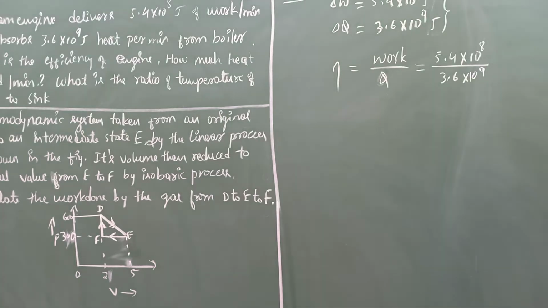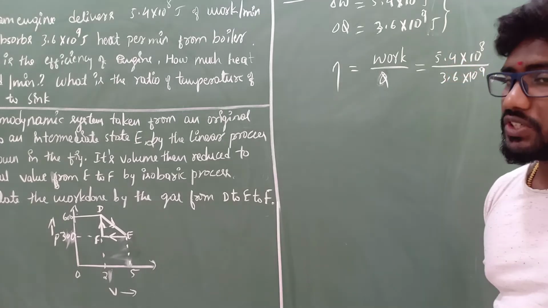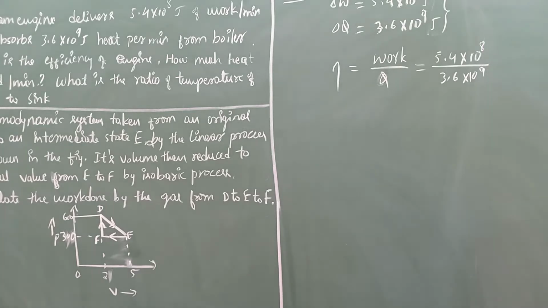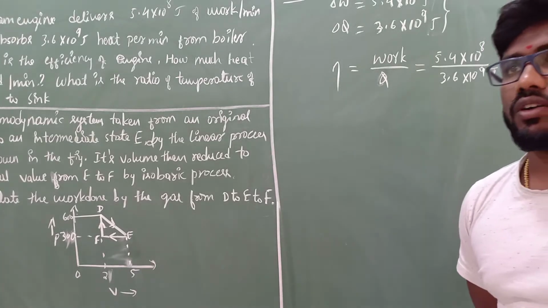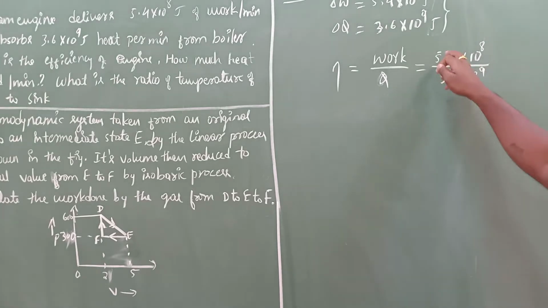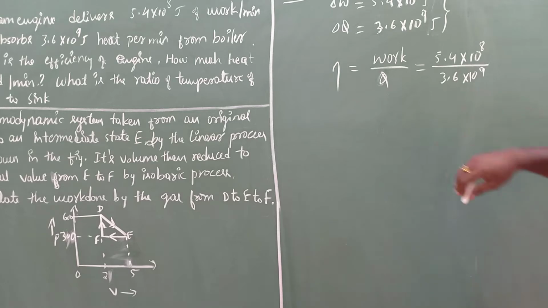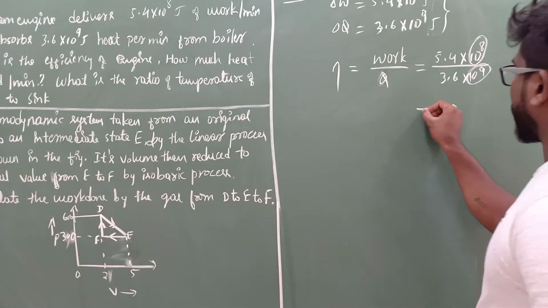Now the question is, sir, here we have 5.4 and 3.6. As you said in the previous class, the efficiency value is less than 1 for a heat engine or a Carnot engine. If we divide this, will we get a value like 10 power 1 point something? See, before evaluating that, you must look at the powers. If you want to simplify this, then you can go for it.